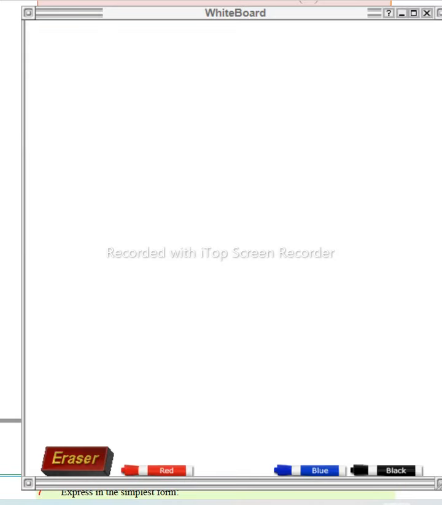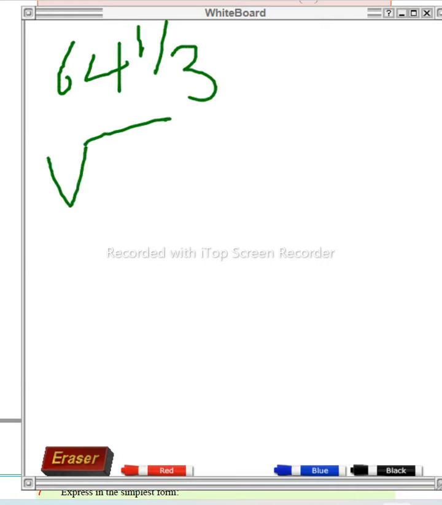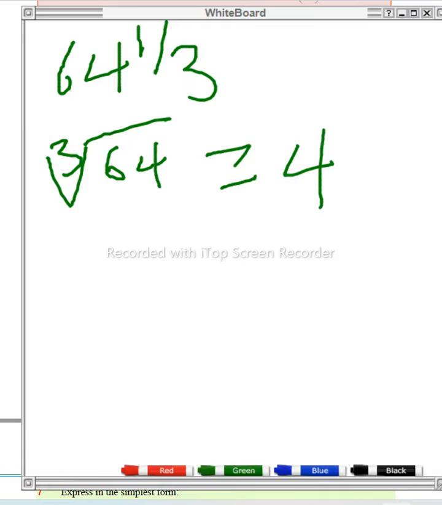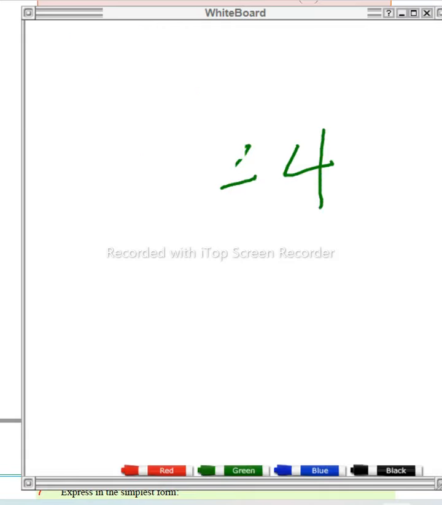In another way, we can also do this with another formula. 64 to the power of 1 over 3 means the cube root of 64, which is equal to 4. This is all about A. We do question B.